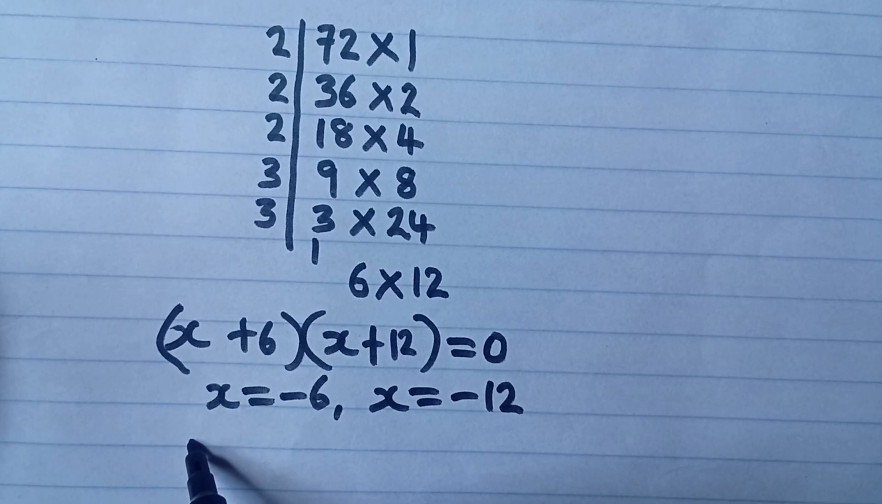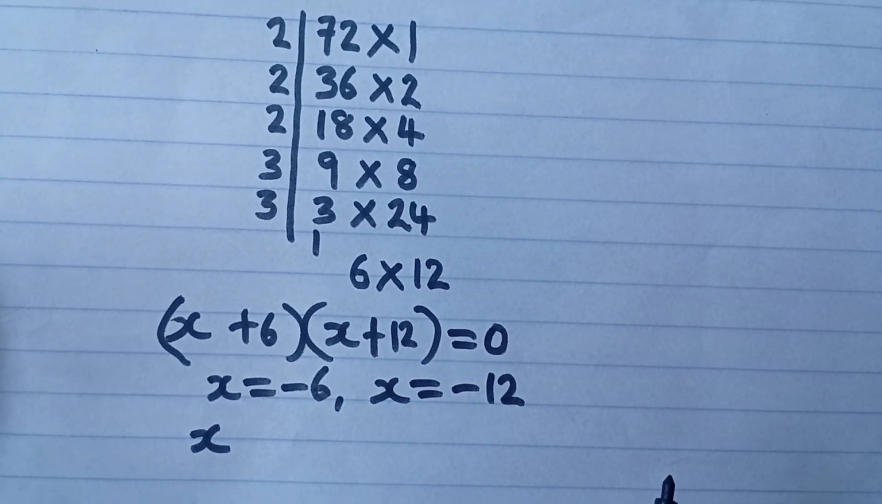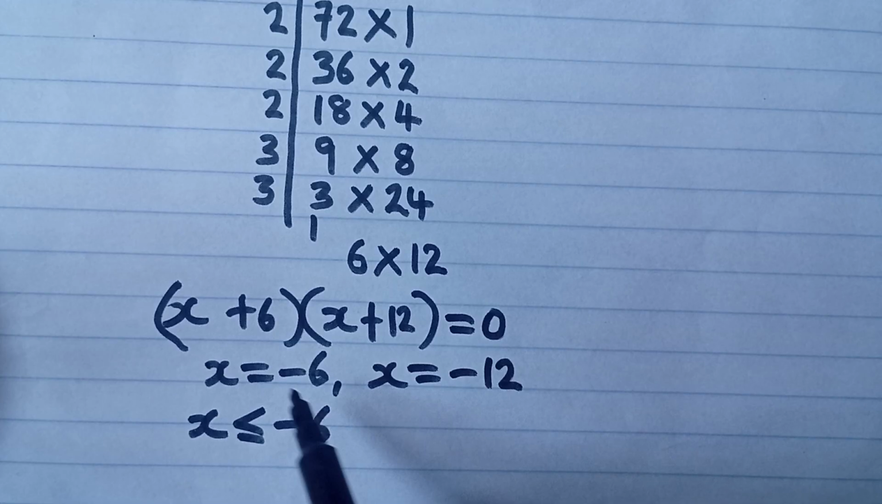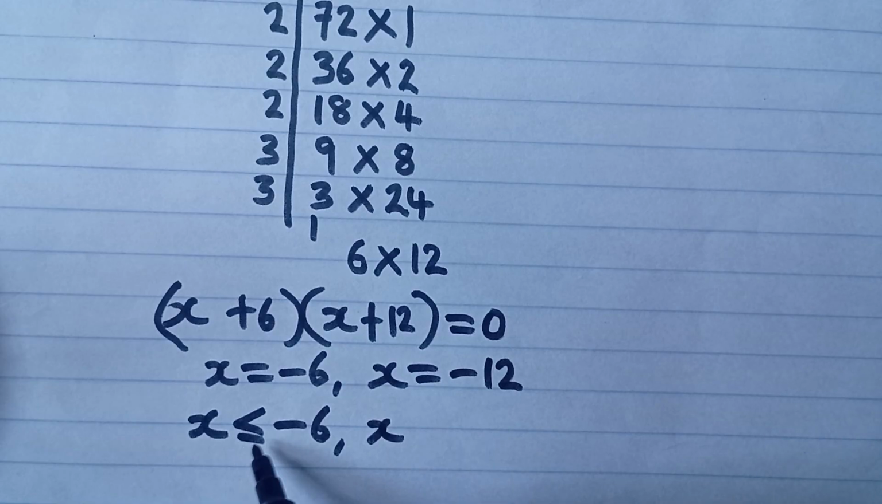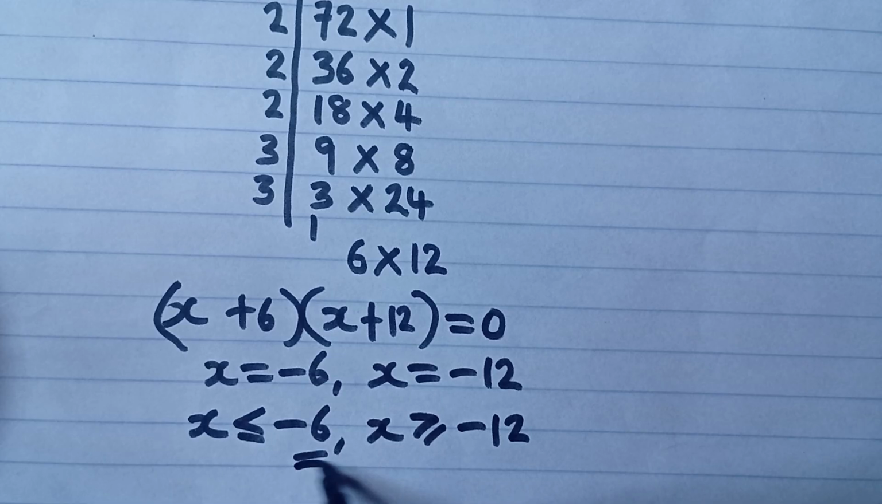So we're going to say x, we take the original sign in the inequality, which is less than or equal to minus 6, and give it to this higher value. So x is less than or equal to minus 6. And then the second solution becomes x. We now reverse this sign and give it to the smaller solution. So we say x is greater than or equal to minus 12. So these are the two solutions that we have for this inequality.